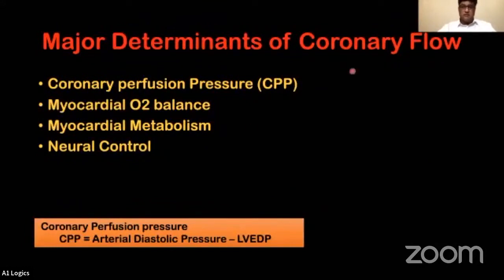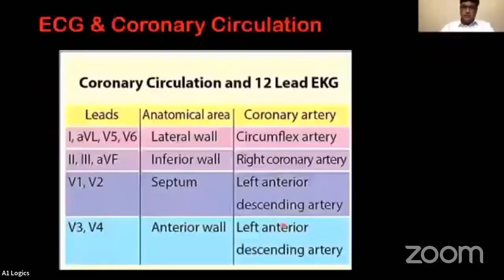The major determinants of coronary blood flow are coronary perfusion pressure, myocardial oxygen balance, myocardial metabolism, and neural control. I will not go into all the details due to time constraints, but coronary perfusion pressure, CPP, is nothing but arterial diastolic pressure minus left ventricular end diastolic pressure.